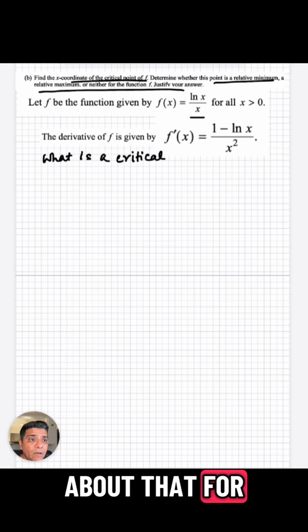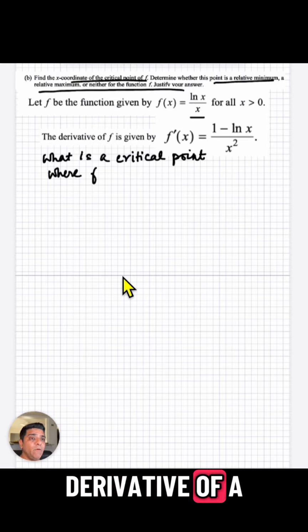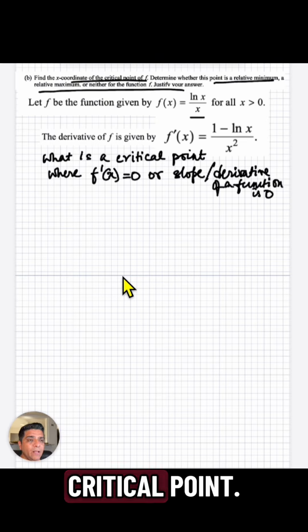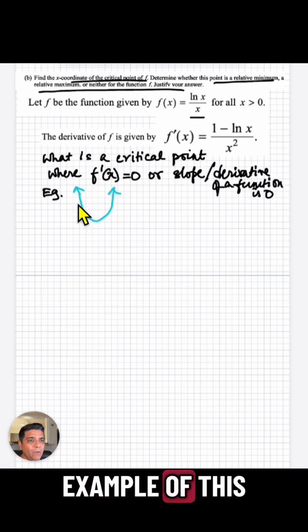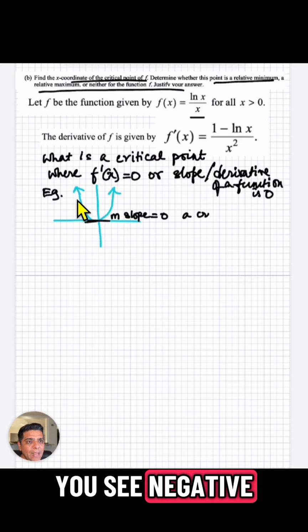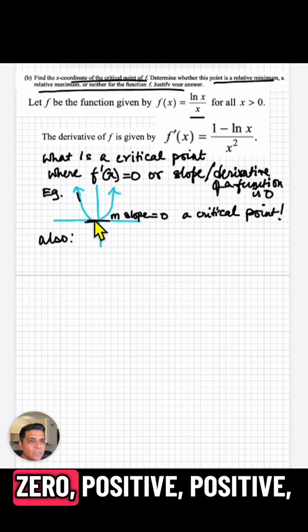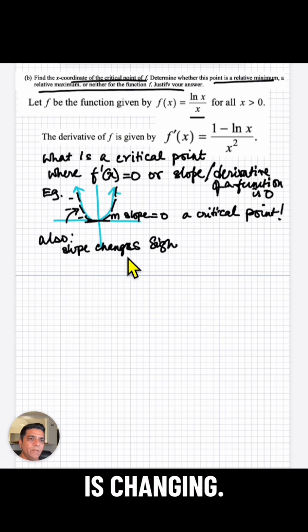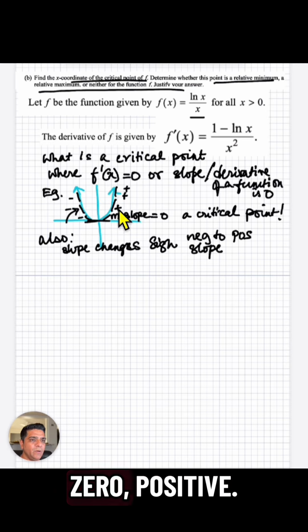Let's talk about that for a second. It's where the derivative of a function is equal to 0. Okay, that's the critical point. Let's give an example of this parabolic function. The critical point here is 0. You see negative slope, negative slope, negative slope, 0, positive, positive, positive. So a critical point is also where the slope is changing sign from negative, to 0, to positive.